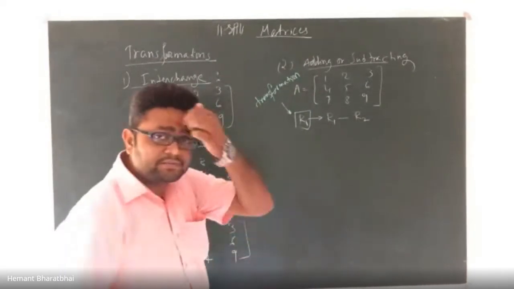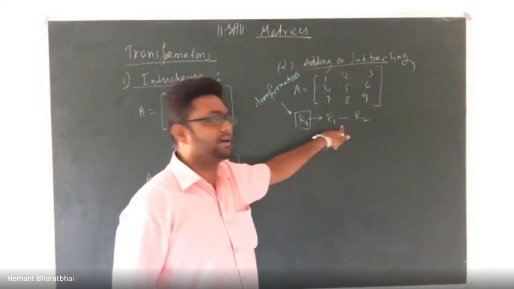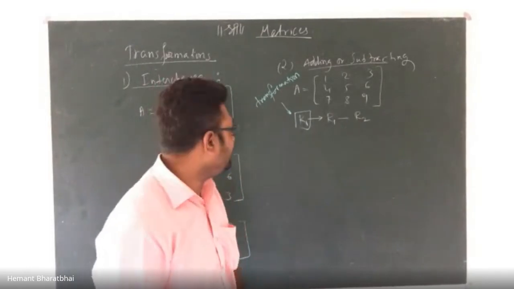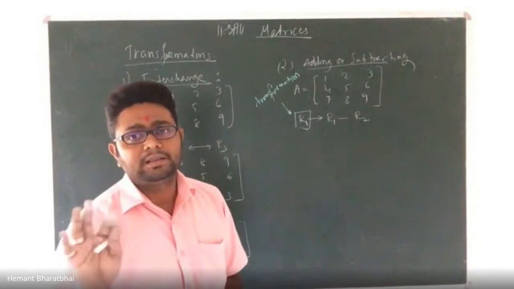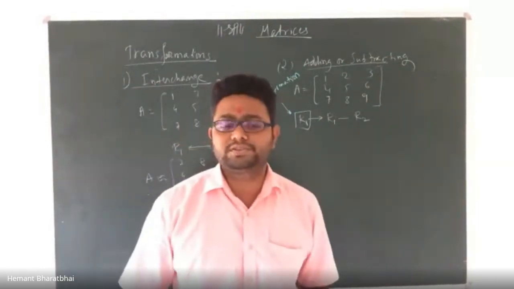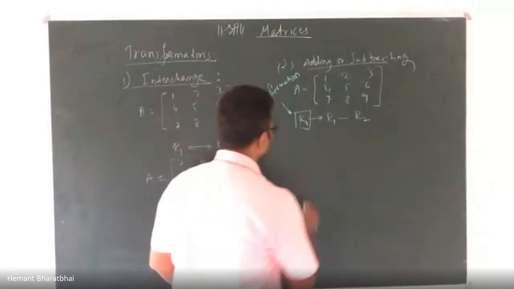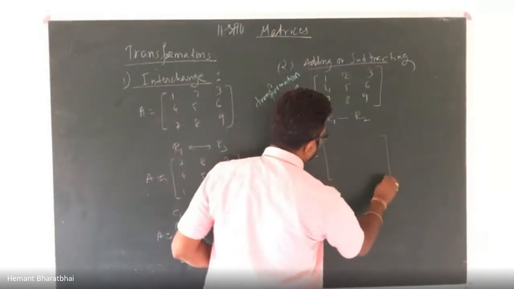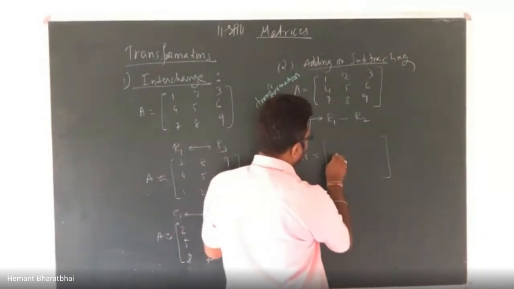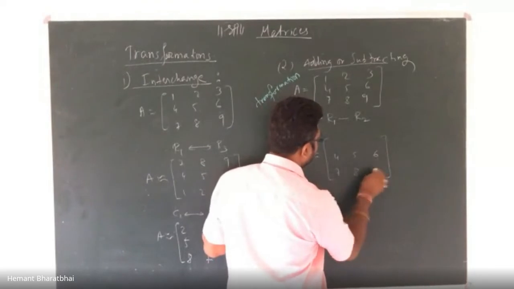And what kind of transformation am I going to do in R1? I am going to subtract R2 from R1. So the transformation is going to occur only in R1. Therefore, only R1 is going to change in the operation. So R2 and R3 remain as they are. So I'll write R2 and R3 as they are. R2 is 4, 5, 6 and R3 is 7, 8, 9.